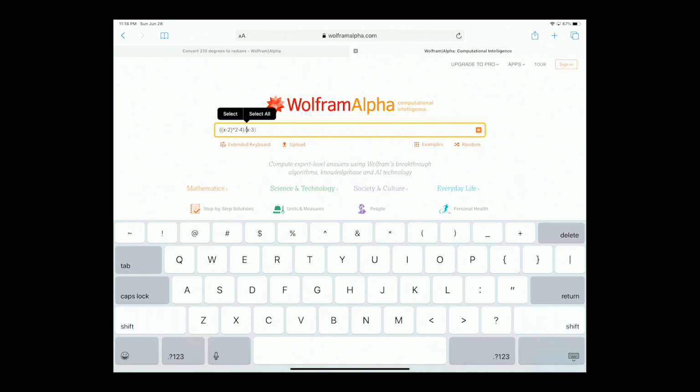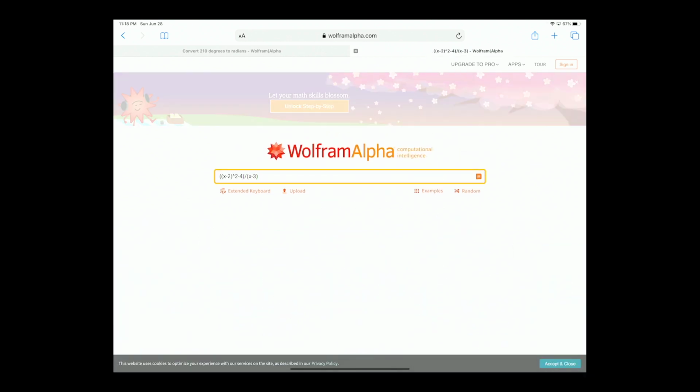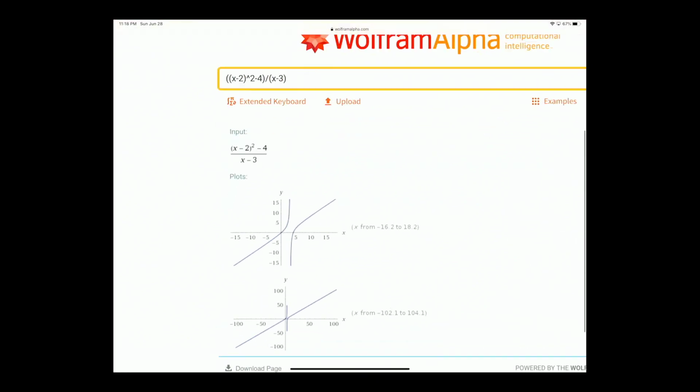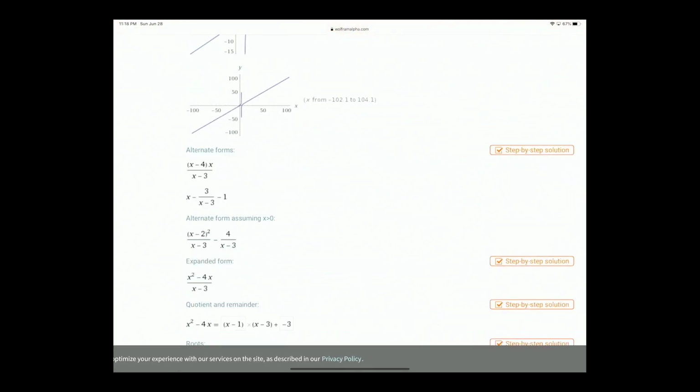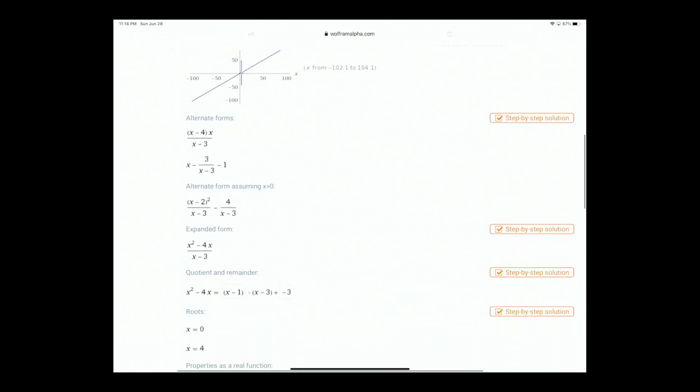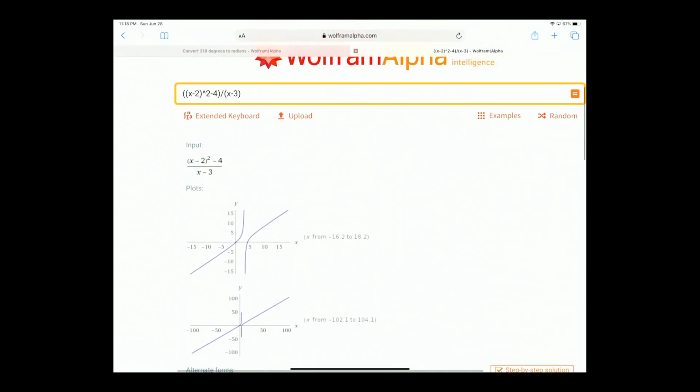Come on. All right. So it'll give you a picture of the function. That's fine. If you scroll down, wait, did I type that in wrong? Hold on. This was supposed to be a 1, wasn't it?